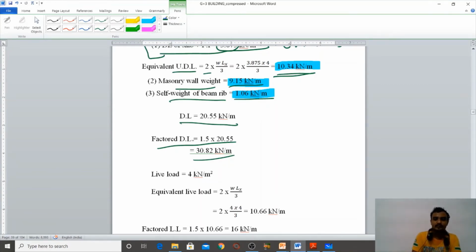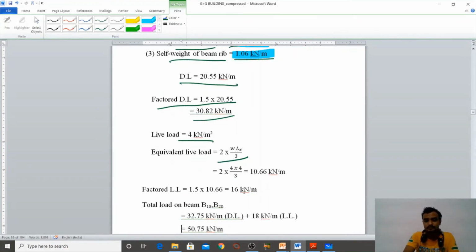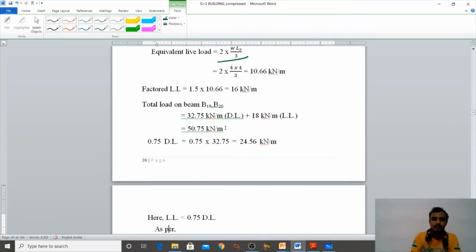Then after, live load. The equivalent live load is twice into WLX by 3. Live load is 4, so 2 into 4 into 4 by 3. So the equivalent live load is 10.66 kilonewton per meter. Then factored live load is 1.5 into 10.66, so the factored live load is 16 kilonewton per meter.